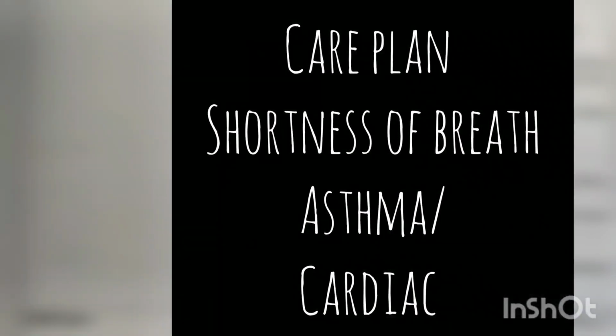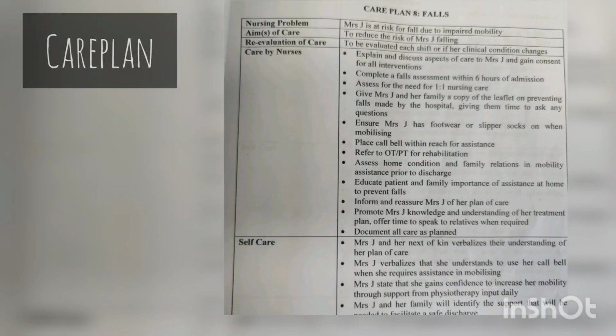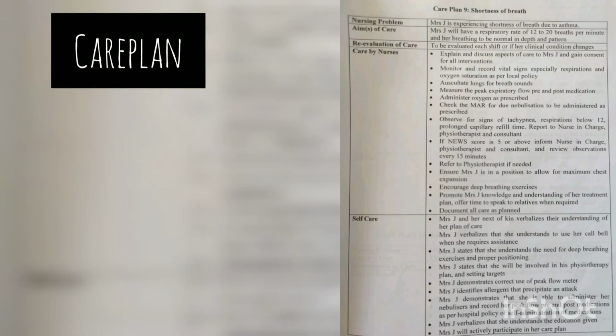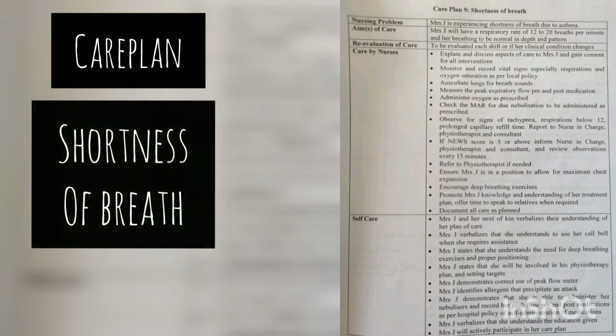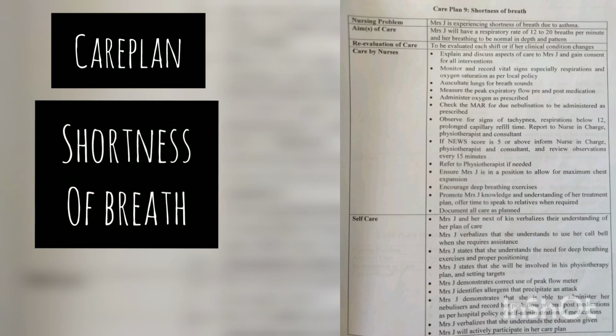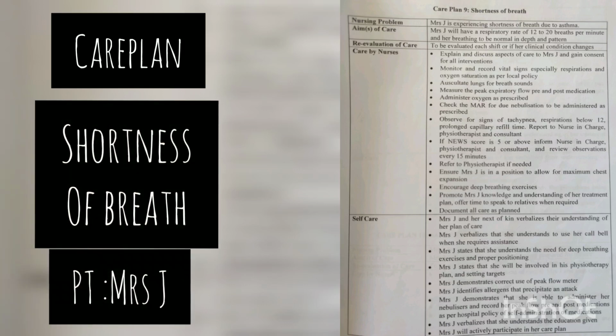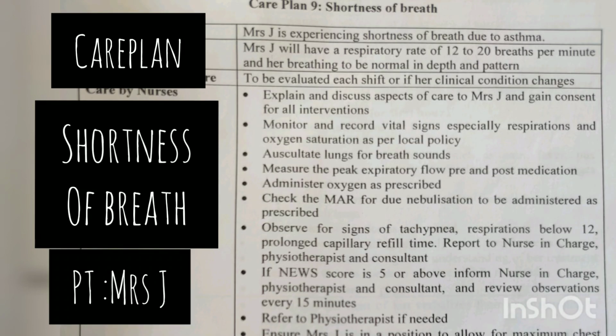Shortness of breath care plan, for asthma or cardiac patients. Nursing problem: Mrs. J is experiencing shortness of breath due to asthma. Aim of care: Mrs. J will have a respiratory rate of 12 to 20 breaths per minute and a breathing pattern normal in depth and pattern. The care is to be evaluated every 30 minutes, each shift, or if a clinical condition changes.